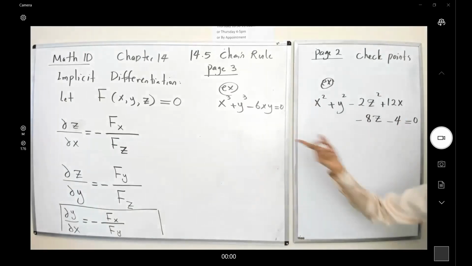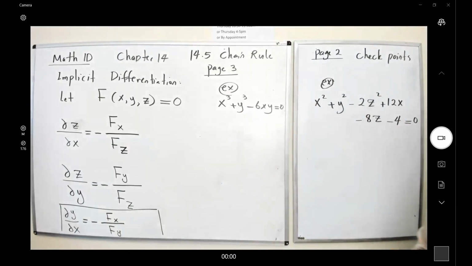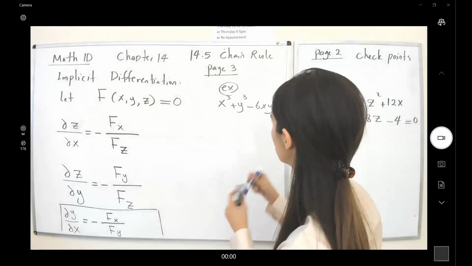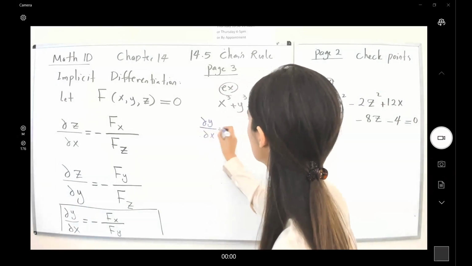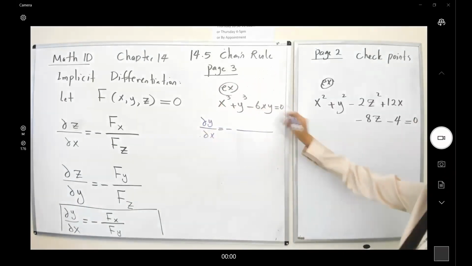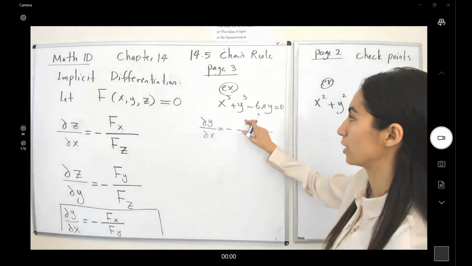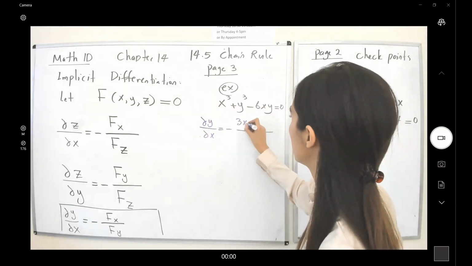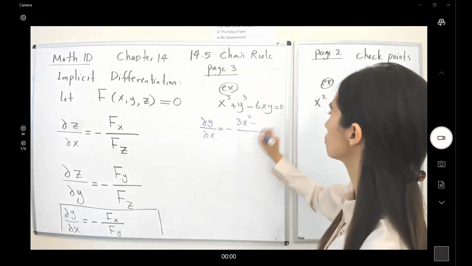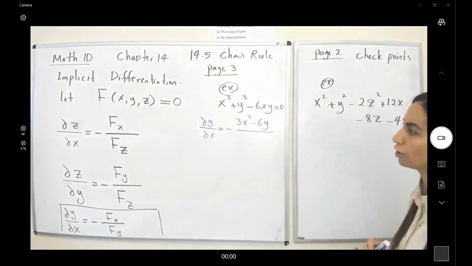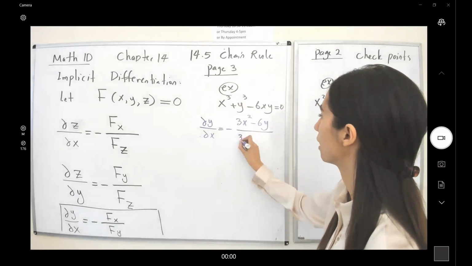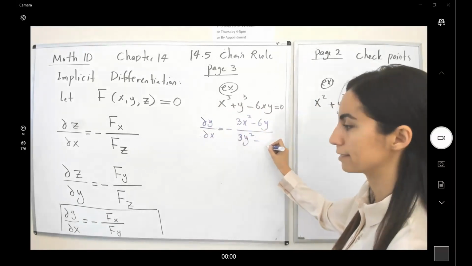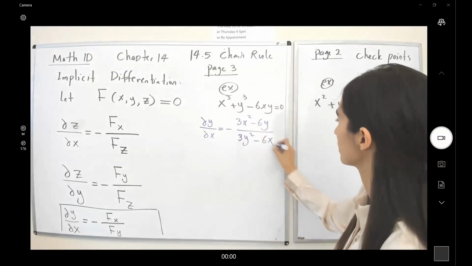So here you don't have any z. You can find the derivative of y with respect to x. So here you have the derivative of y with respect to x, which is minus. This is your expression. The derivative with respect to x is 3x squared. This is 0 minus 6y divided by the derivative with respect to y. This is 0. Then you have 3y squared minus, with respect to y, 6x.